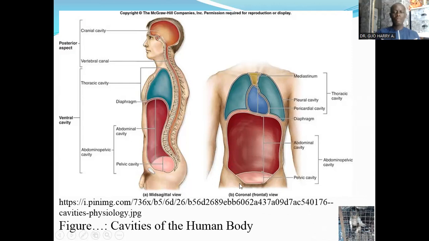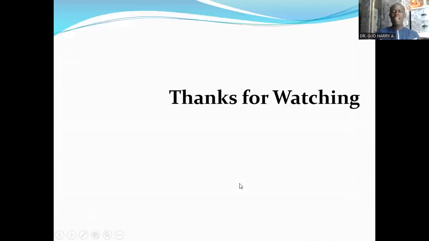spinal cord. So that's how much we can take on this lecture.